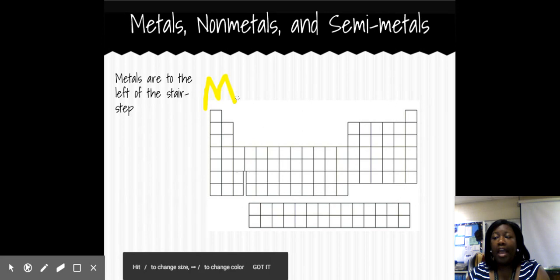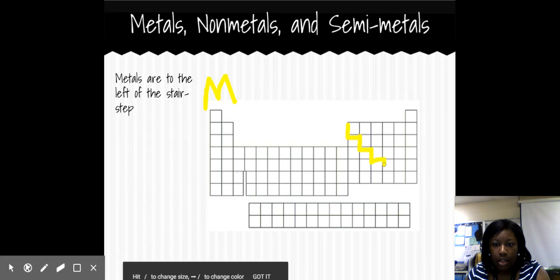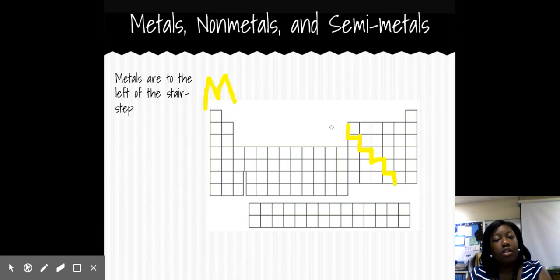And of the staircase. So your staircase is here. So we have our staircase here. So everything to the left are metals. Okay.